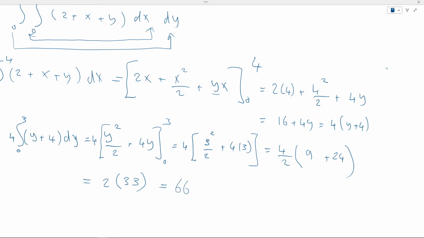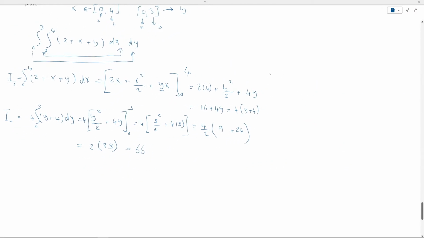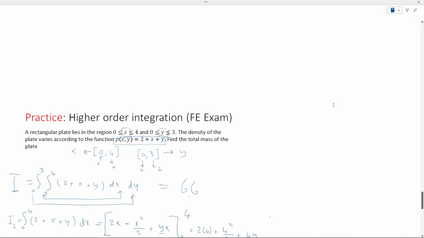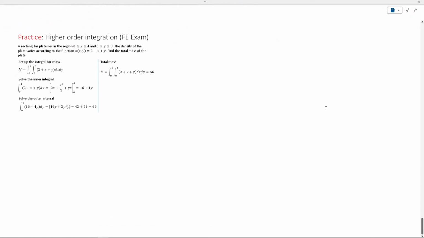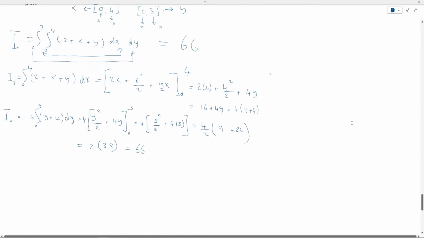Yeah, so the final answer is 66. So basically, the integration of this function is equal to 66, whatever kilograms or whatever unit the mass of the plate is in. Yeah, so I got a similar answer here. Yeah, 66. Okay.